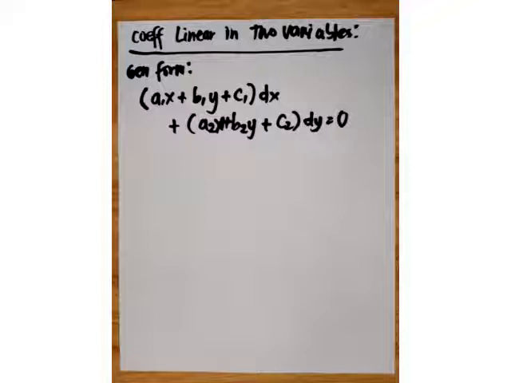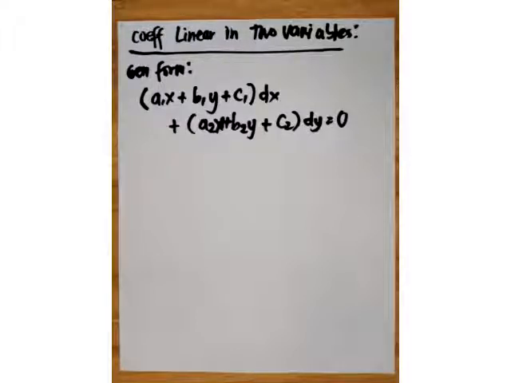So this is our last topic for methods of substitution. This is coefficient linear into variable. If you can see the definition of this method, it should have the form ax dx plus by dy is equal to c, wherein all a, b, and c are constants.